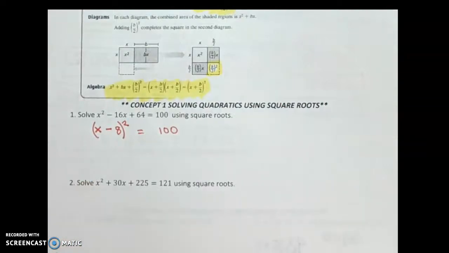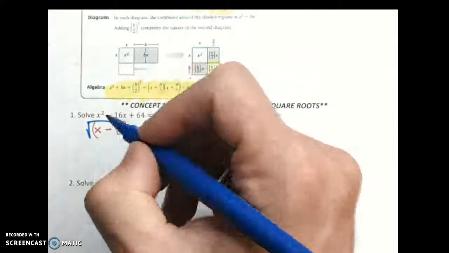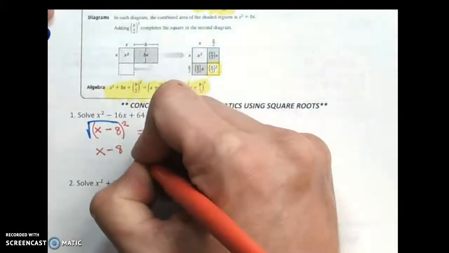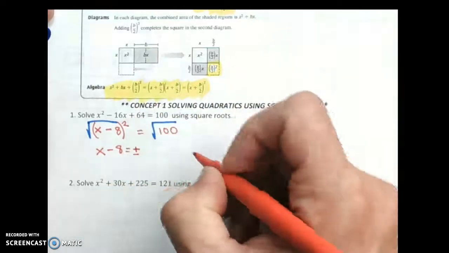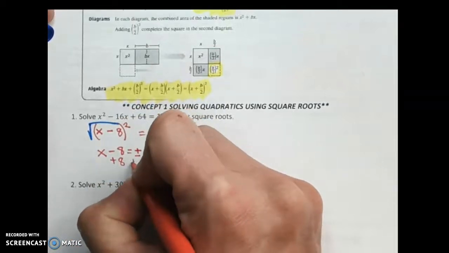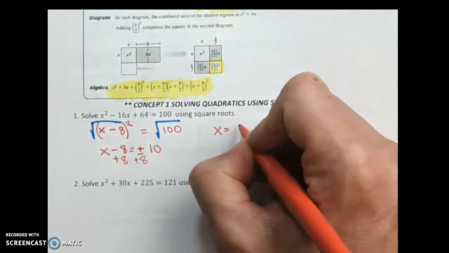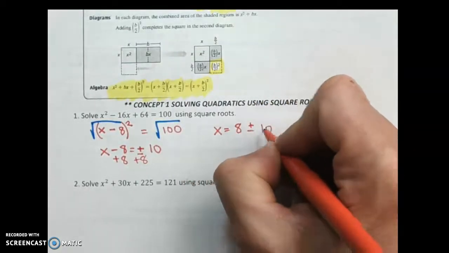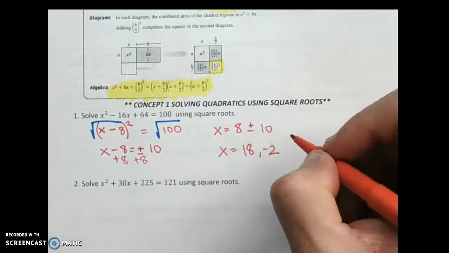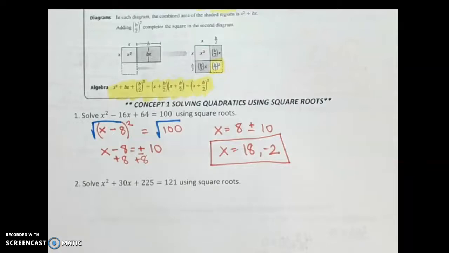And next step is to solve by taking the square root. So I take the square root of both sides of the equation. That power 2 and that radical are going to cancel each other out, giving me x minus 8 on the left-hand side. Equals positive and negative the square root of 100, which is 10. Add 8 to both sides of the equation. And now really, I kind of run out of room, but x equals 8 plus or minus 10. Alright, 8 plus 10 is 18. 8 minus 10 is negative 2. And voila, I have my answers right there. 18 and negative 2.